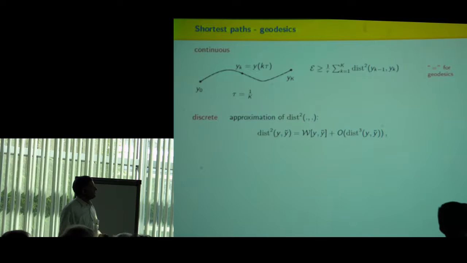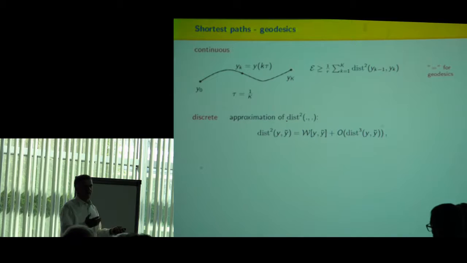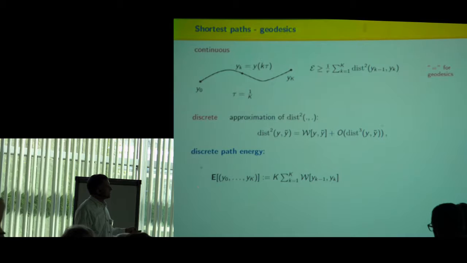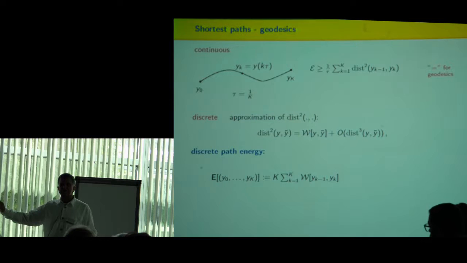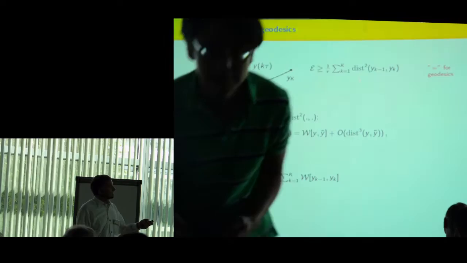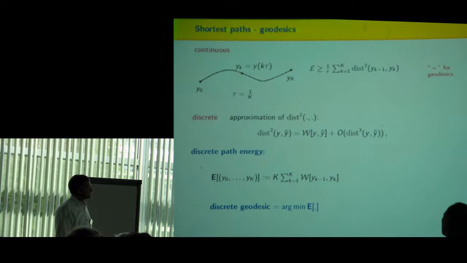Now we suppose that there is a function W measuring the squared distance between two states, y and y tilde, up to a higher order term. And then, with this function W, we can build up a discrete path energy just on a family of discrete points in shape space, discrete physical states in shape space. What is important about this is that instead of really computing the remaining distance or approximating directly and solving ODEs and all this, this function can be much simpler and therefore computationally much more effective. And discrete geodesics are minimizers of this energy.